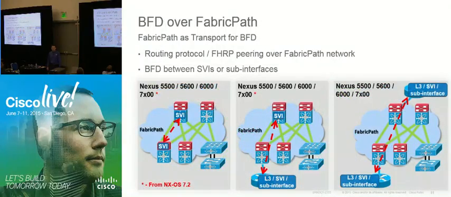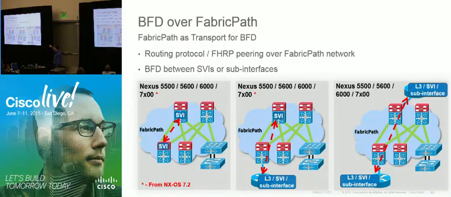All right, now we're getting more complicated. BFD over FabricPath. Remember I said FabricPath is a pure layer 2 network. It's one big switch. What do you do if you want to do layer 3? Well, you run routing protocols on top of FabricPath. Yeah, you can do that. In some cases, the rightmost case is supported in all platforms. The leftmost case, Nexus 7K doesn't have it yet, but it's coming in NX-OS 7.2.